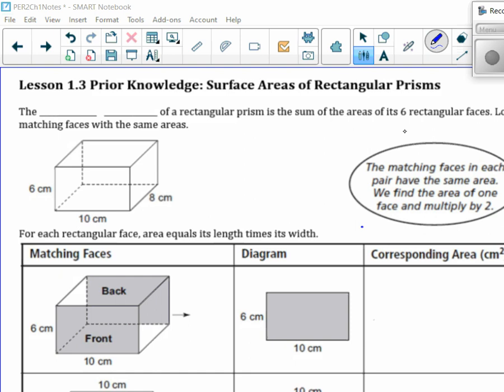So the surface area of a rectangular prism is the sum of the areas of its 6 rectangular faces. Look for the matching faces with the same areas because that will help you save time, and everybody likes a time saver. So, what I suggest when you have a rectangular prism is, because the front and the back are the same, and the top and the bottom are the same, and the two sides are the same, just find the area of one and then double it.